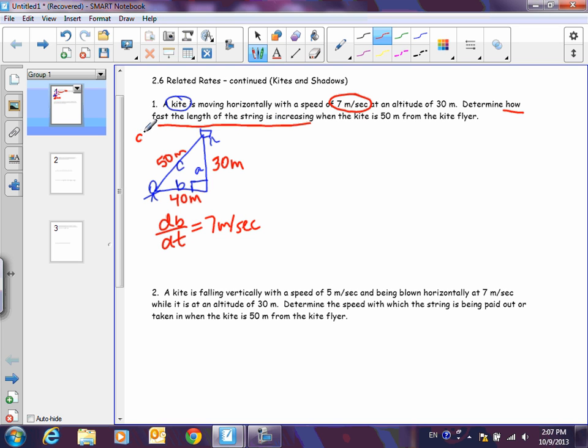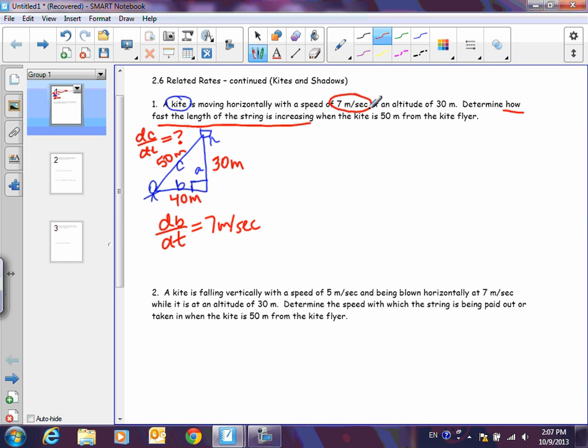They want to know what is dC over dt. Where did that B come from? We did the Pythagorean theorem. Since the hypotenuse was 50 and one side was 30, the other side has to be 40. You could do the Pythagorean theorem to find that third side.